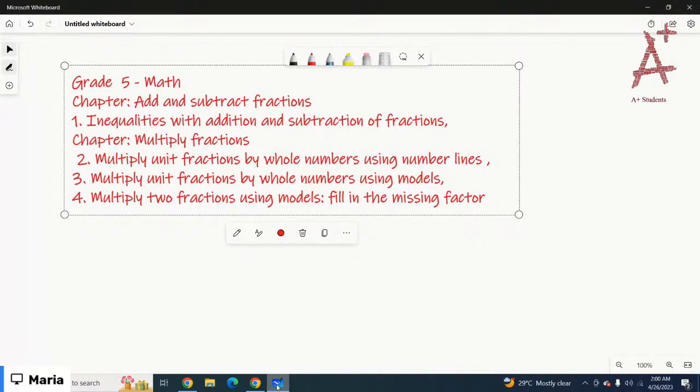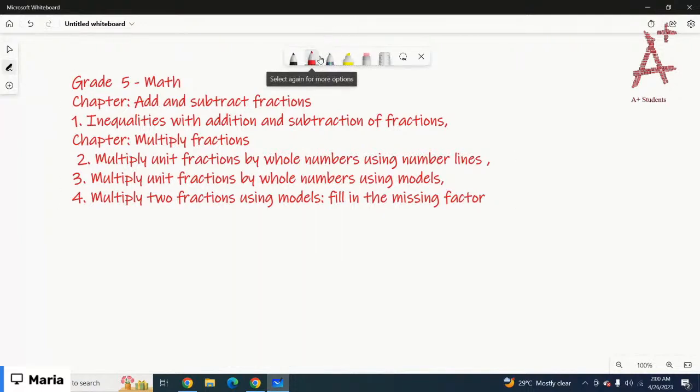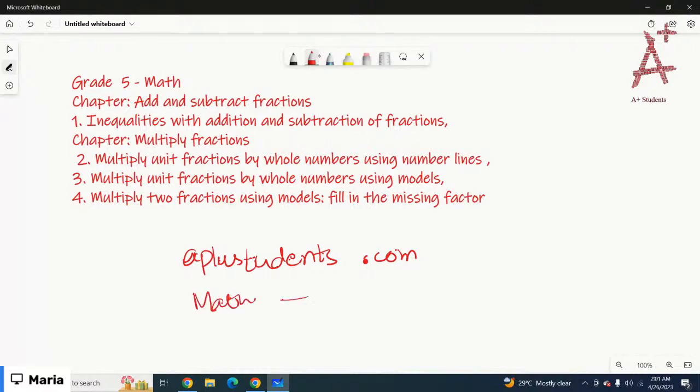We are going to start with grade 5 maths. You can find all the lessons on aplusstudents.com. You have to log in there using your email address and password provided by the administrator. Then select math from the subject tab, scroll down to grade 5 and click on view all lessons. There you can find a list of the chapters.